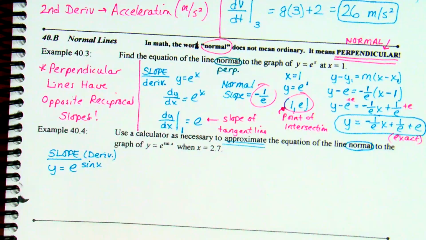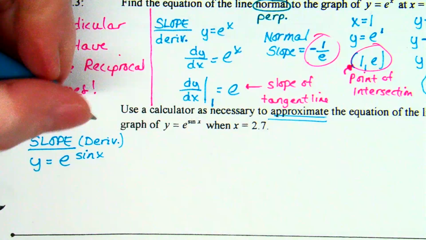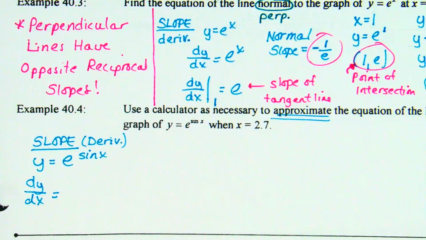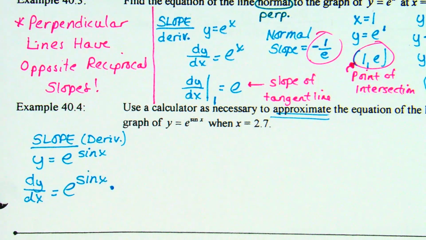Okay, guys, what do you remember from last week? dy/dx. What is the derivative of e to the something? Okay, so remember, you guys remember chain rule? Derivative of e to some power is e to that power times the derivative of said power. So this is still derivative of e to something is e to something times the derivative of something. What's the derivative of sine x? Cosine x.